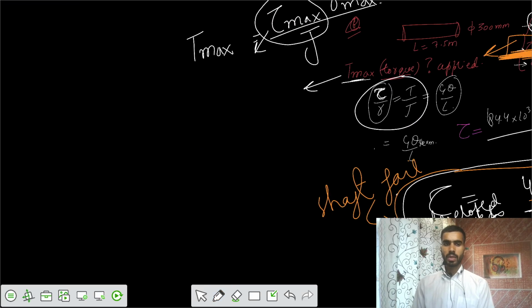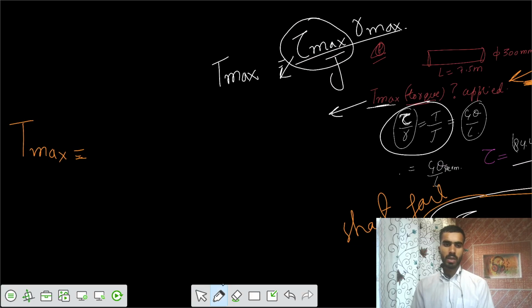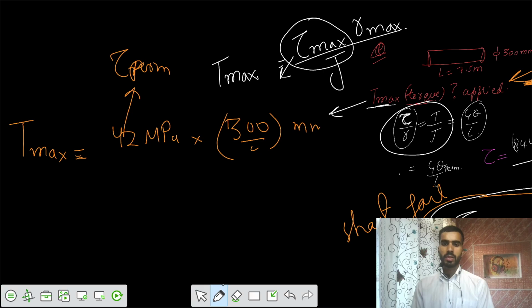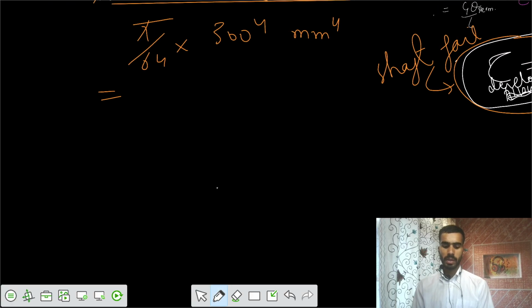If you substitute that value of shear stress equal to 42 megapascal, that gives the maximum torque you can apply, when tau is the permissible value. So we can write tau permissible as 42 megapascal, and you write d by 2, that is 300 by 2 millimeter, divided by J, that's pi by 64 times 300 to the power 4 millimeter to the power 4. You get the maximum torque you can apply, which equals 222.6 kilonewton meter.